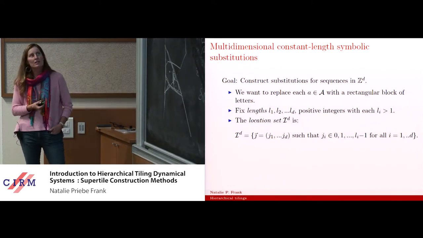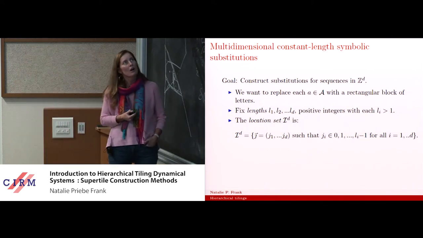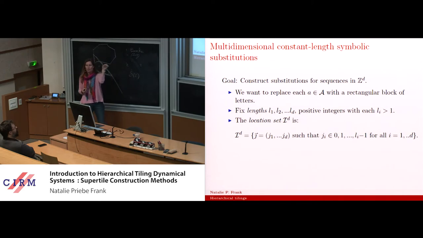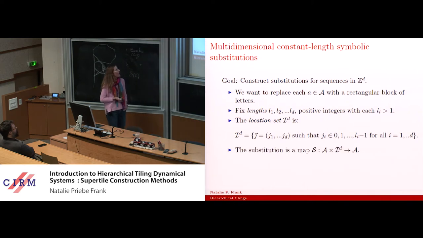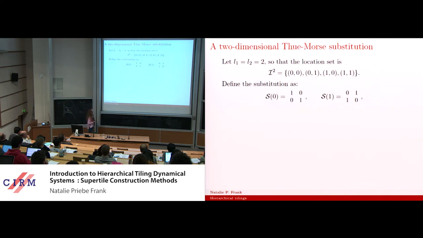This is notation. I'm using this notation because it's in published work, but I don't love the notation. Call this the location set. This is like an empty rectangle waiting to be filled up with the different symbols for each letter. And the substitution is going to be a map from the alphabet crossed with this location set, right? So every letter and every element in the location set is going to get a letter. It'll be better when I do the example. The substitution of any given letter is going to be called a one super block or a one super tile, but let's do the example.